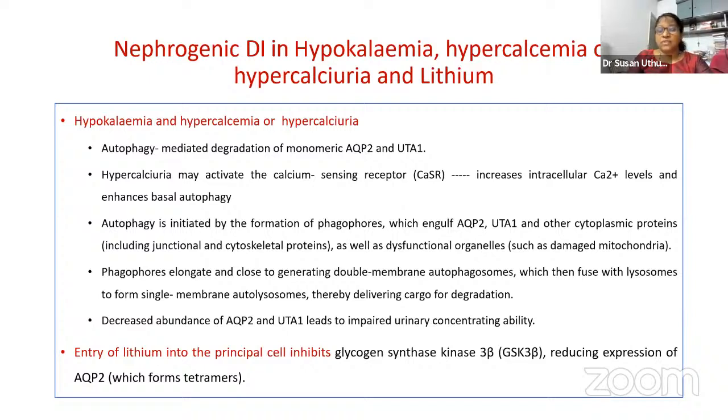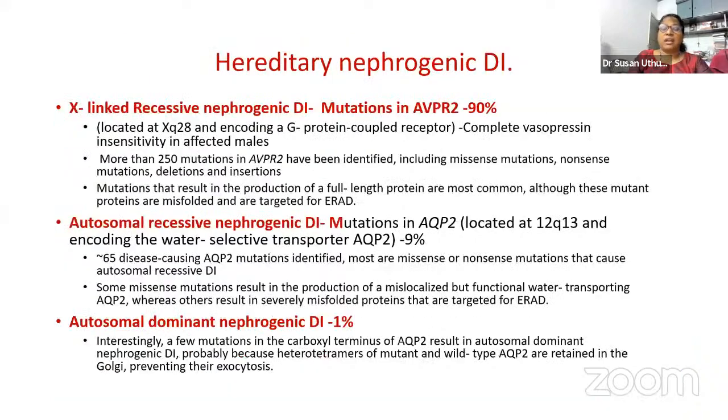Whereas in lithium toxicity, lithium inhibits glycogen synthase kinase 3 beta, so the adenylate cyclase activation mechanisms are hampered and aquaporin 2 expression is reduced. This we have already discussed. It is 90% X-linked recessive, 9% autosomal recessive, and 1% autosomal dominant.